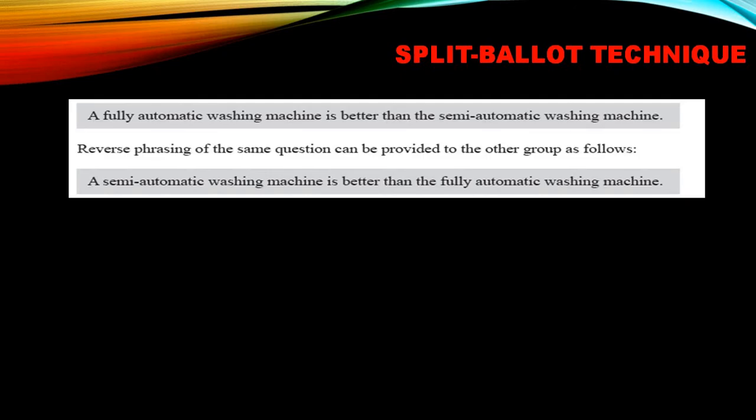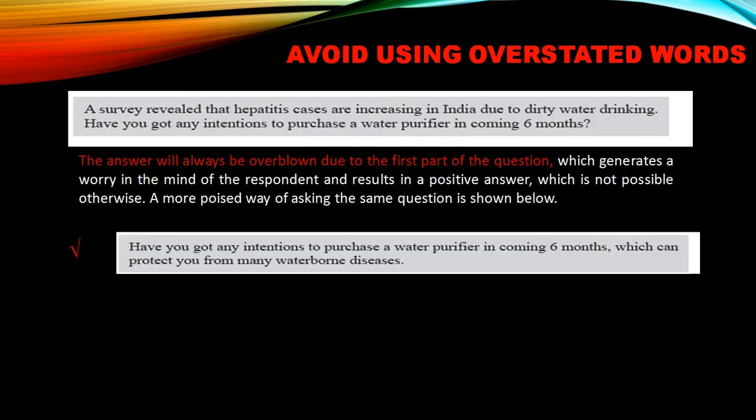This is an example: a fully automatic machine is better than a semi-automatic washing machine. Now if you put this, this is very difficult. Now the reverse phrasing of the same question can be provided to the other group as follows. Now you can use the same question in the reverse order to a different set of respondents. That is, a semi-automatic washing machine is better than the fully automatic washing machine. Now avoid using overstated words. You can see the example over here.